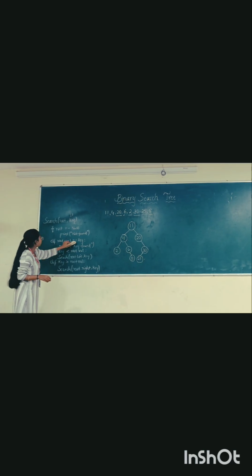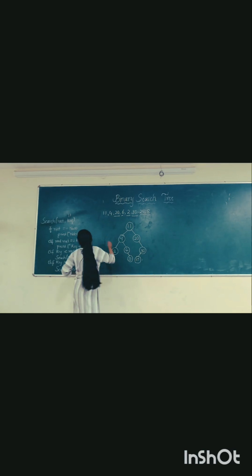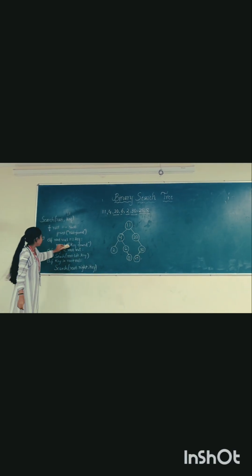Root dot value equal to key. Root dot value is nothing but 11. Is 11 equal to key 11? Yes, true. It will print the key found.